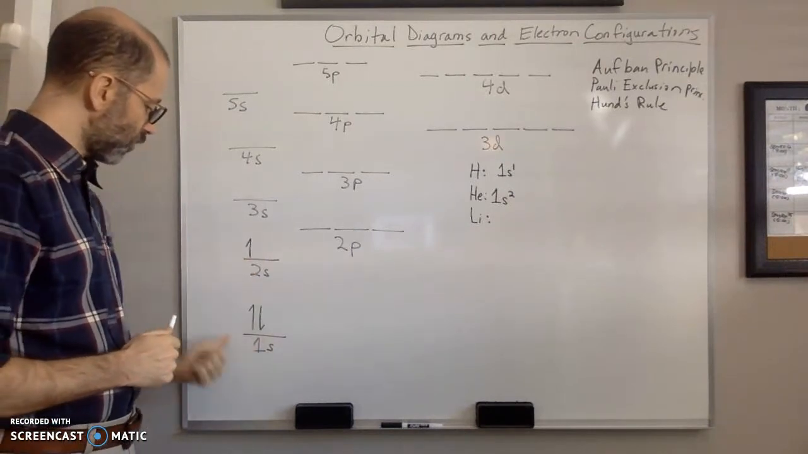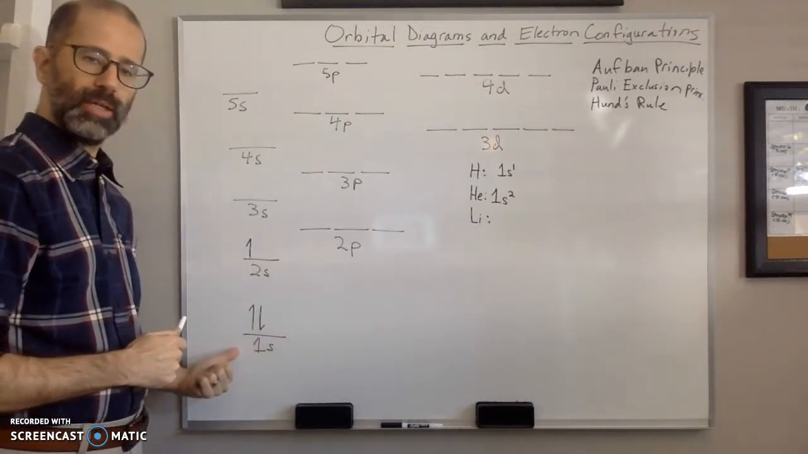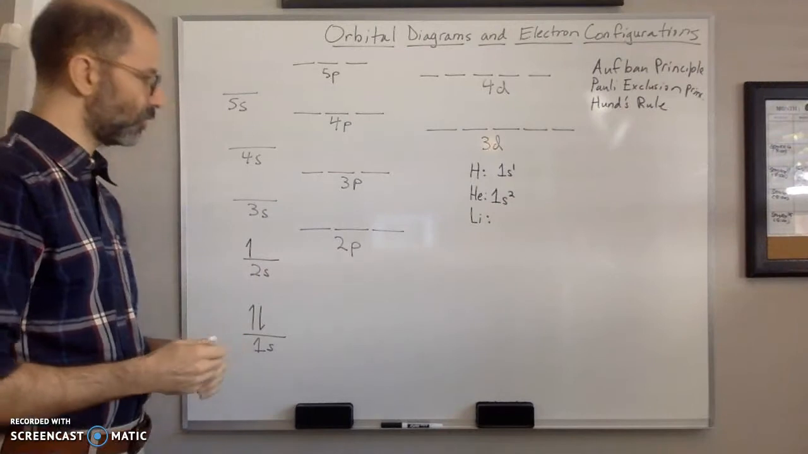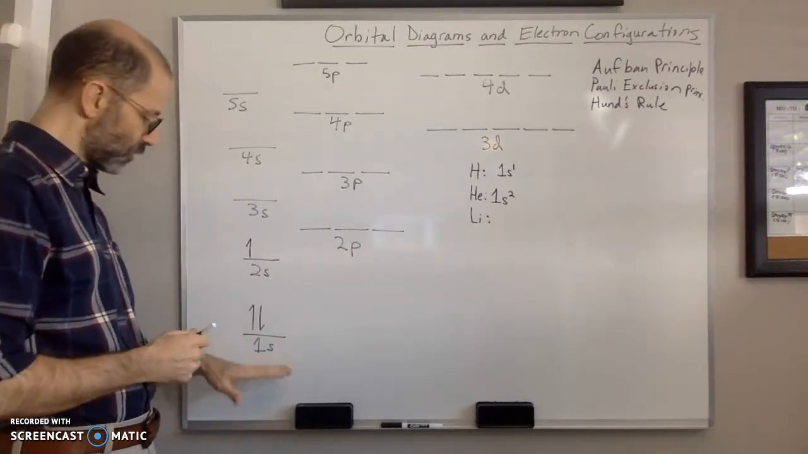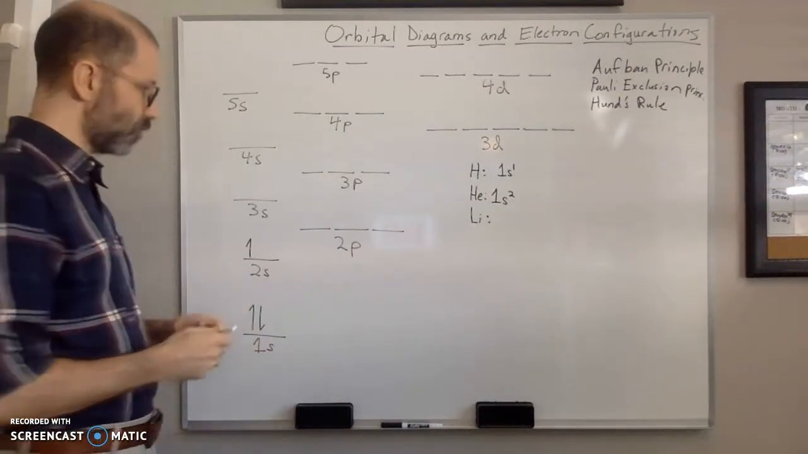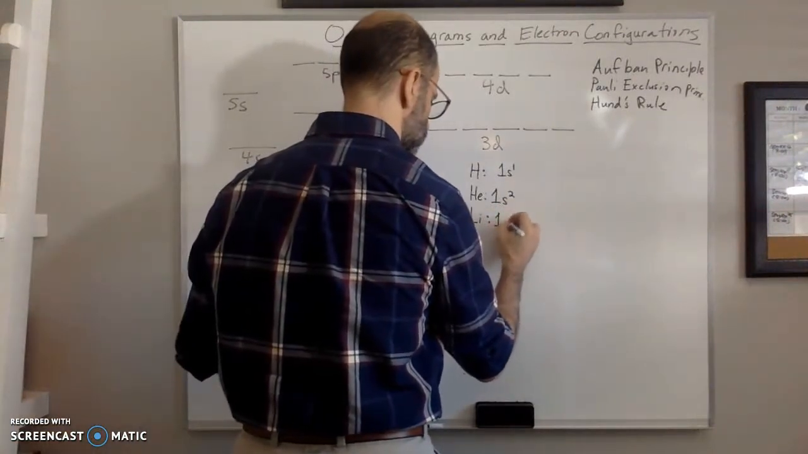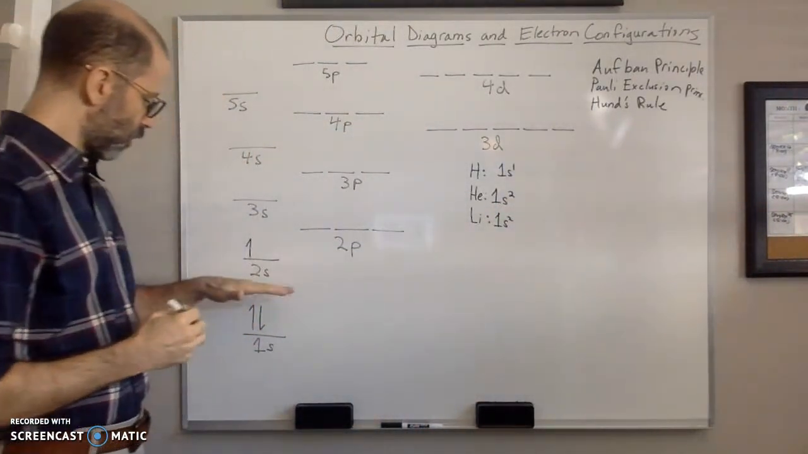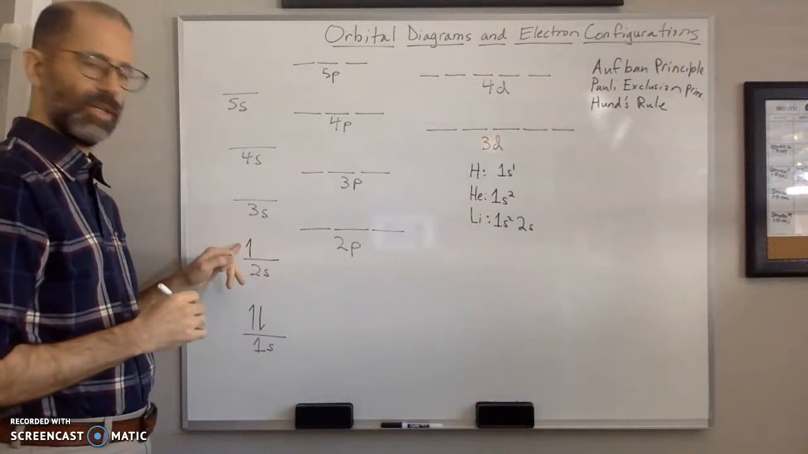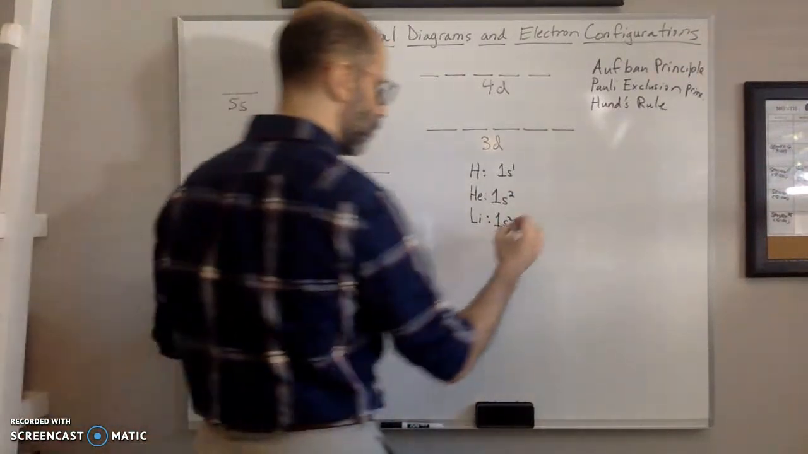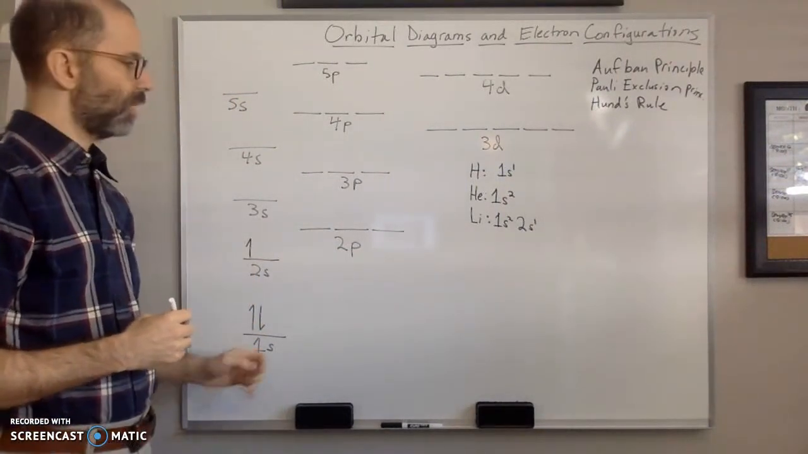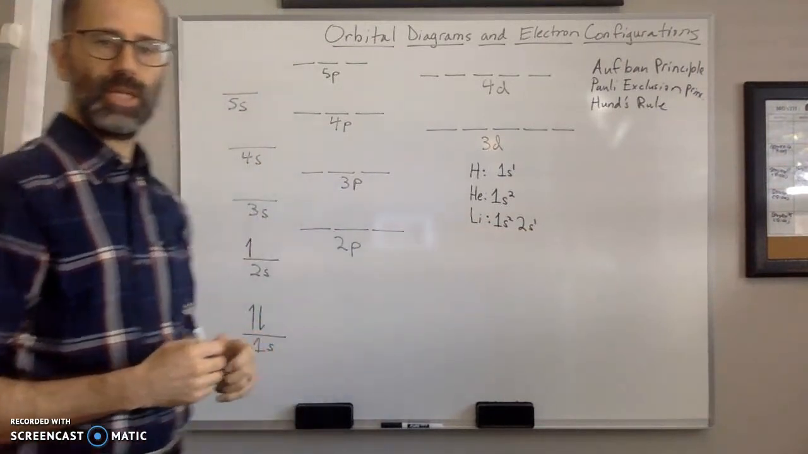Now this is the orbital diagram for lithium. Then I write the electron configuration from the orbital diagram. I start with 1s, following the Aufbau principle, start low. I have the 1s sublevel filled with 2 electrons, so it's 1s2. Then I go to the next one, 2s, so I write 2s. How many electrons do I have in there? I have 1 electron, so I put a 1. So here's the orbital diagram for lithium, and here's the electron configuration for lithium.